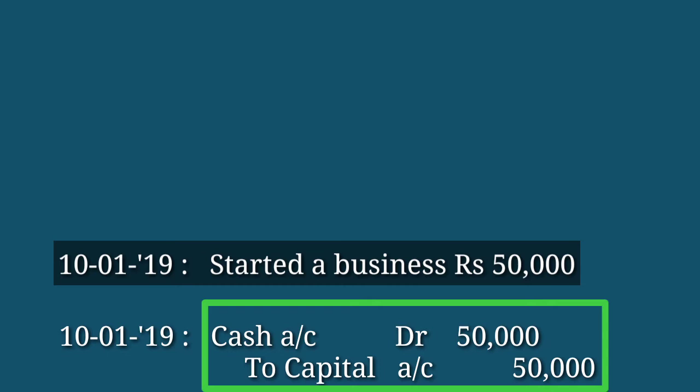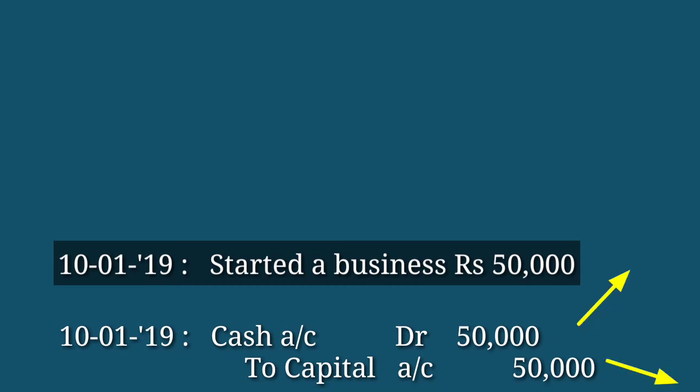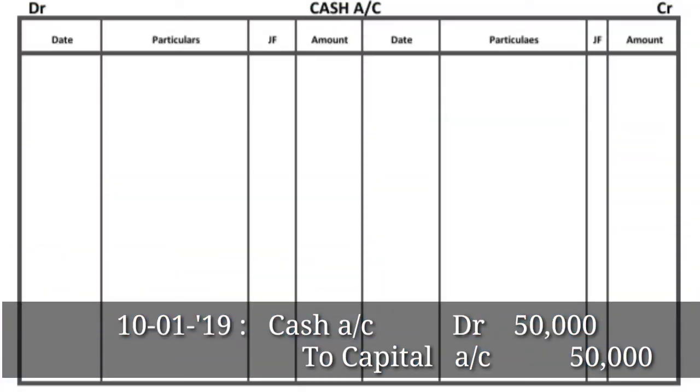What we need to do is separate them. For that purpose, we need two accounts: one independent cash account and another independent capital account. First, we need to prepare the cash account. This is the cash account. The heading is cash account, and the format is date, particulars, JF, amount, with the debit side and the credit side.